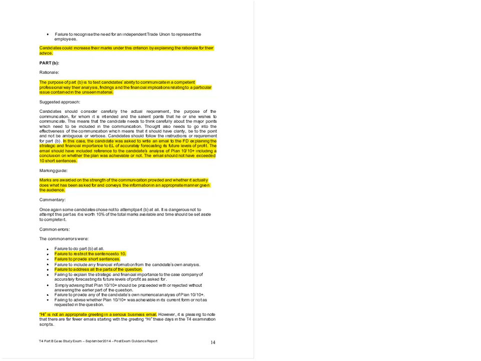In this case, in September, the candidate was asked to write an email to the financial director explaining the importance of accurately forecasting profit. The email should include reference to the candidate's analysis of the 10+10 plan, and a conclusion of whether the plan was achievable or not. And obviously, it tells you the email should not exceed 10 short sentences. So if you write 12 long sentences, don't expect to get marks. Marks are awarded on the strength of the communication and whether it actually does what has been asked for and conveys the information in an appropriate manner.